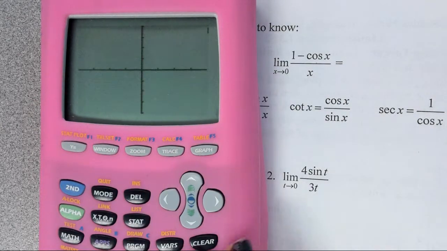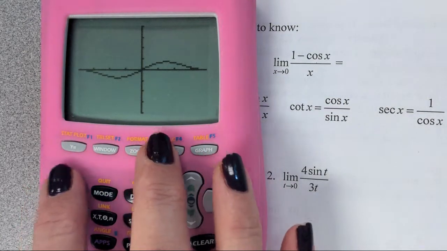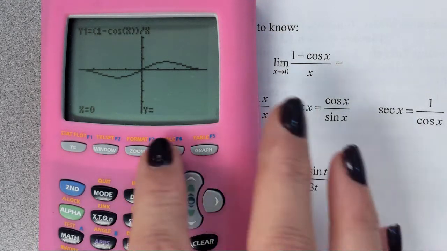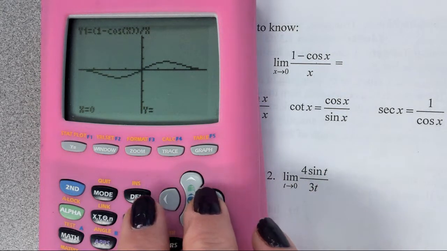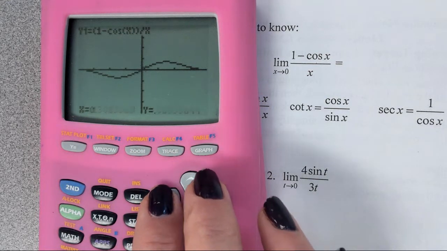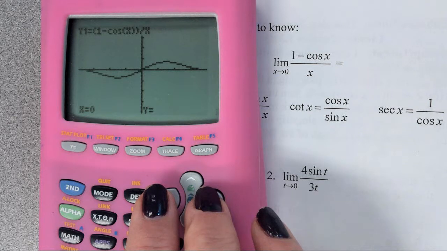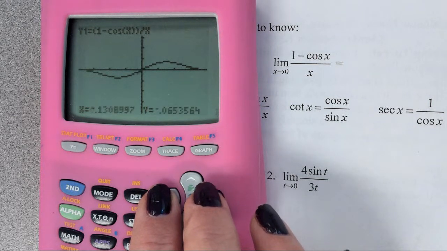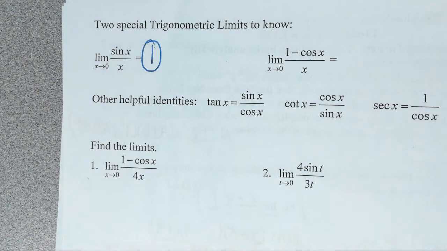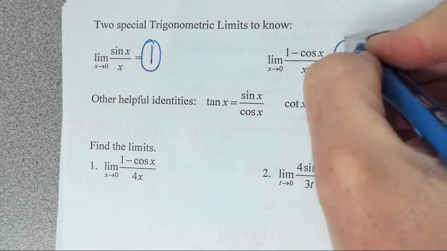Again, zoom trig. Here's the way the function looks. It is not oscillating around quickly, so there's a limit. Okay, that's fine. We should be able to tell what that limit is. If I try just substituting in 0, it tells me there's a hole in the graph there. But if I hit trace, I can see what y is getting closer to. What's the integer that we're getting closest to right there? What is it, guys? 0, right? Okay. So this limit then is going to be 0.